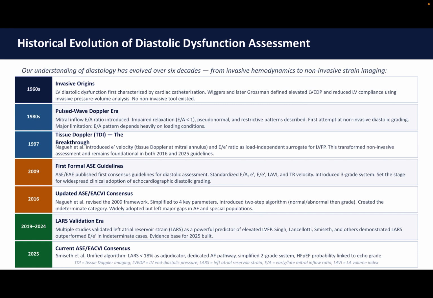2009, first formal EACVI guideline standardized the approach. 3-grade system: E to A, E prime, E to E prime, LAVI, TR velocity. In 2016, updated guidelines from Nagueh et al. simplified to 4 parameters, introduced the indeterminate category. Better, but still too many patients falling into the indeterminate bucket.